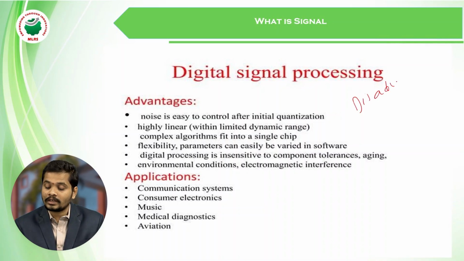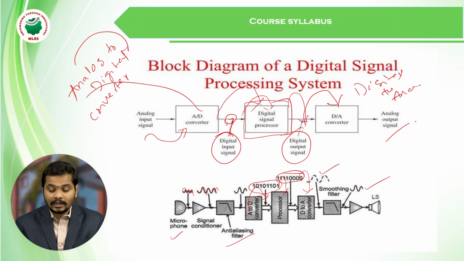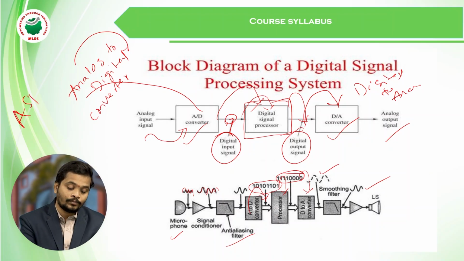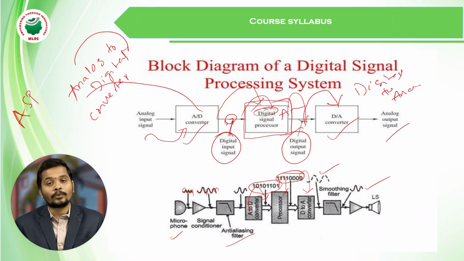What are the disadvantages of a DSP? The main disadvantage of a DSP is that it needs extra equipment. What is the extra equipment? If you see the previous slide, it needs A to D converters and D to A converters. These are the extra equipment compared to an analog signal processor, where we only have the analog signal processor instead of digital. But now we need a digital signal processor.